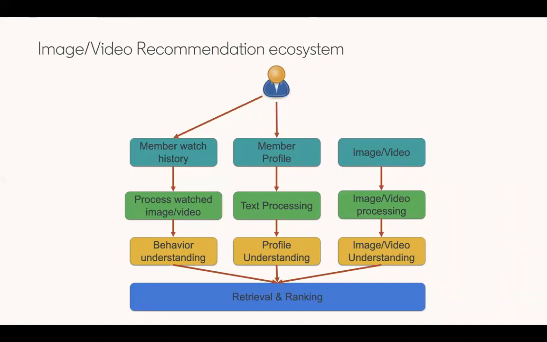We first process the member's profile. The member's profile contains a description of this member. What job does he or she hold? What is his or her title? And what is his or her professional history in terms of previous jobs? All this is represented as text in the member's profile. And we use text processing and natural language processing to build an understanding of the member.